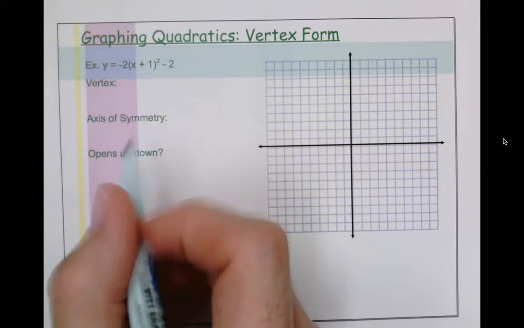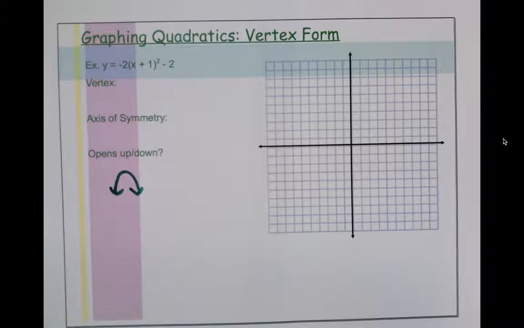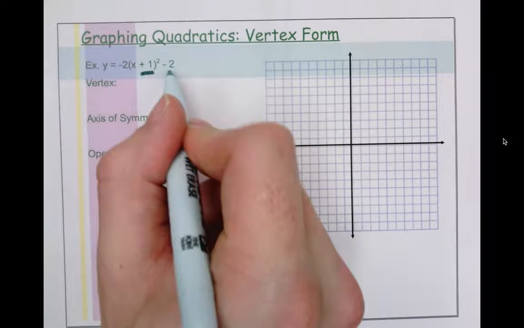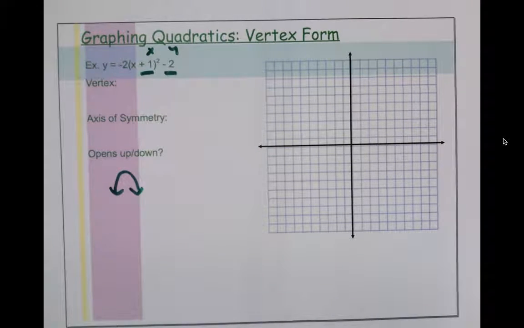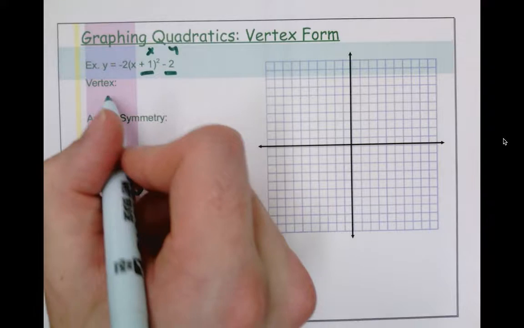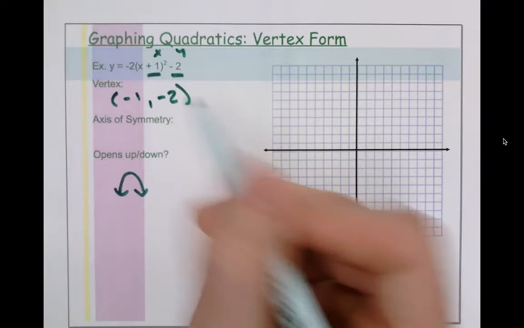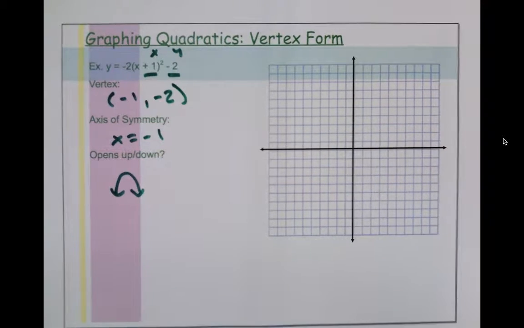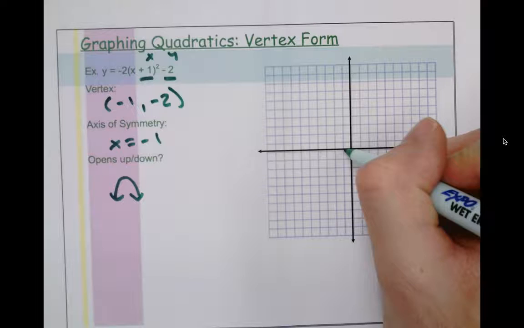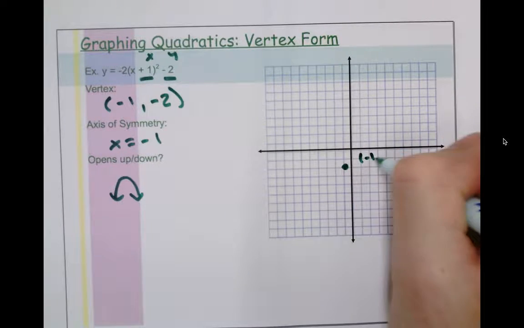Alright, we know this is going to open down because of the negative a value in the front here. My vertex, I'm going to use this point, and I'm going to use this for my x and y coordinate of my vertex. Just like last time, the x coordinate switches signs, so it would be negative 1. My y coordinate stays the same, it would be negative 2. Axis of symmetry is at the line x equals negative 1. Plot that point, negative 1, negative 2. Here's my vertex, negative 1, negative 2.